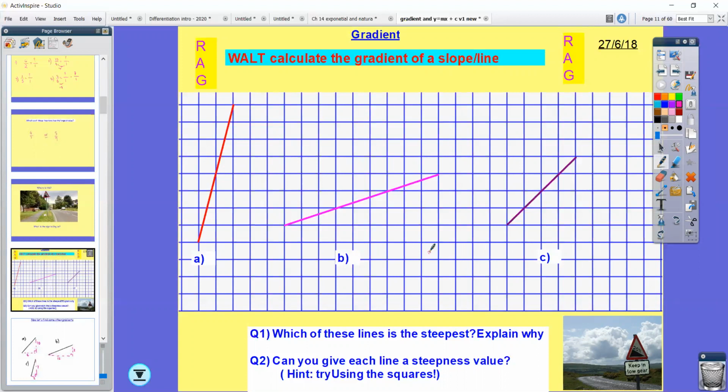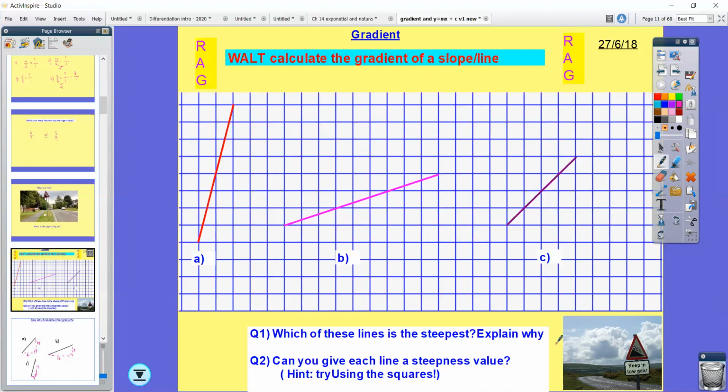So, okay, I think they could all get a vote on this. They can all say that the red one is the steepest, the black one's the second steepest, and the purple or the pink one is the least steep. Explain why. Can we give it a value? Okay, now the squares are there.